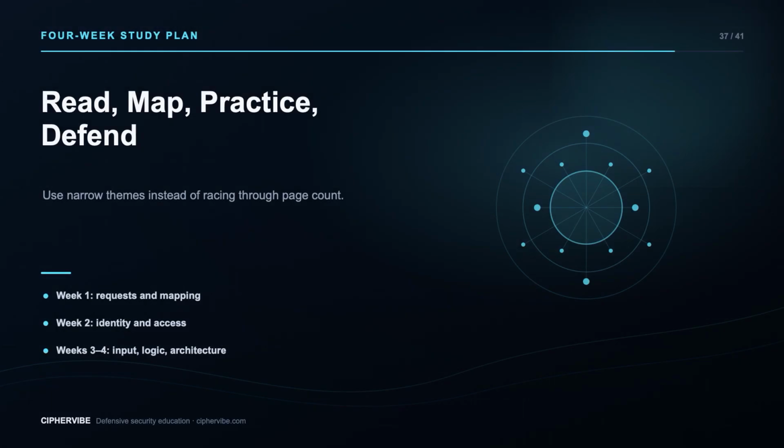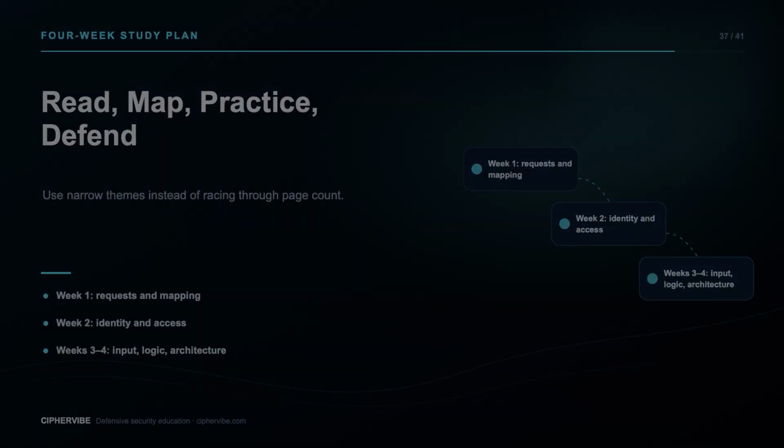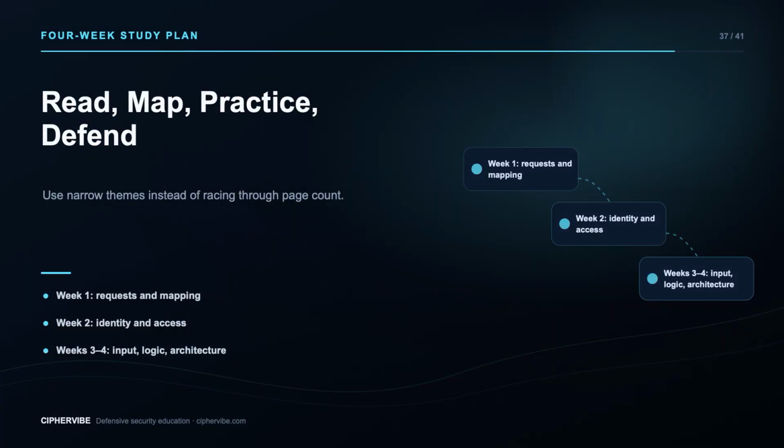A practical 4-week start. Week 1, requests, responses, mapping, and trust boundaries. Week 2, authentication, sessions, and access control. Week 3, input handling, data stores, browser context, and business logic. Week 4, architecture, source review, reporting, and defensive requirements. Pair every theme with an authorized lab.